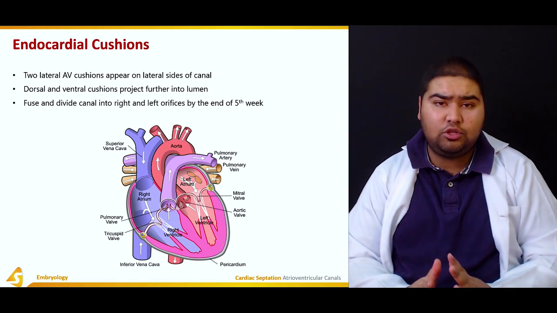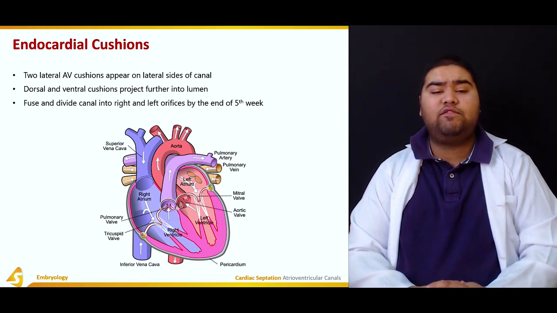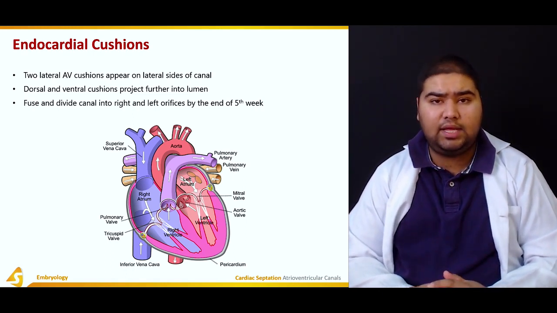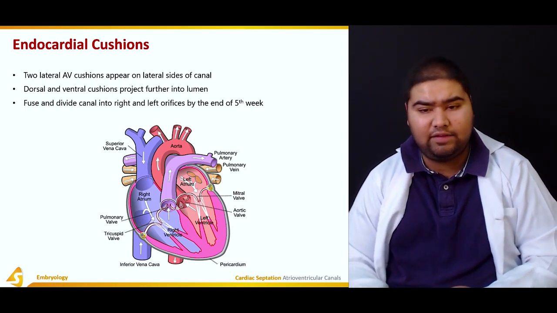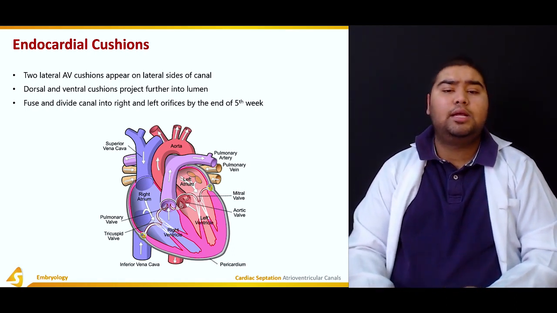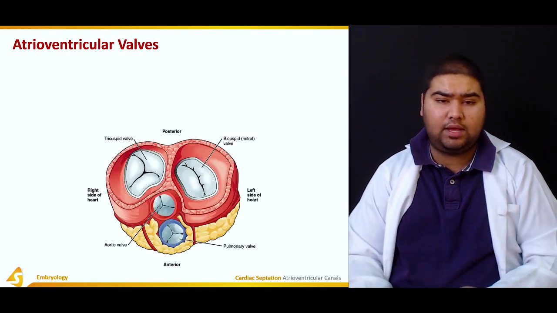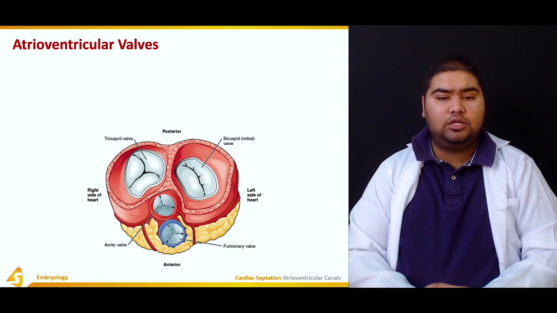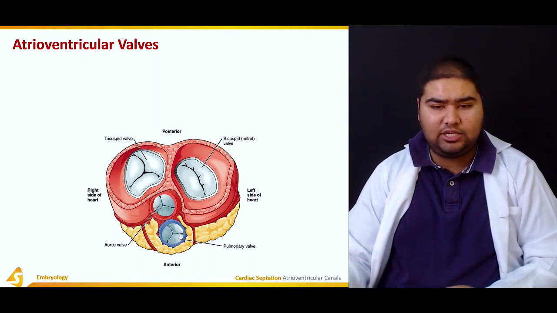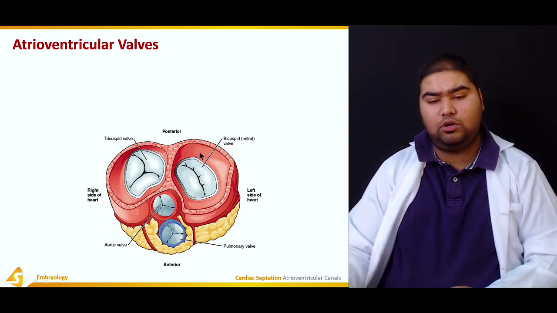So what do they do? They fuse with one another, and they divide the canal into a right orifice and a left orifice, and this happens by the end of the 5th week. Now let's talk about the atrioventricular valves. So these are the atrioventricular valves. Let's talk about them.